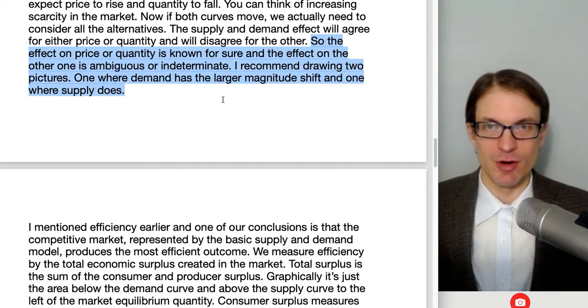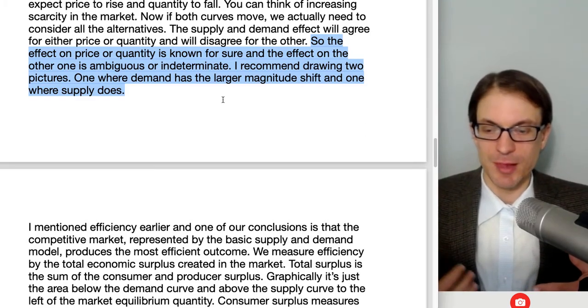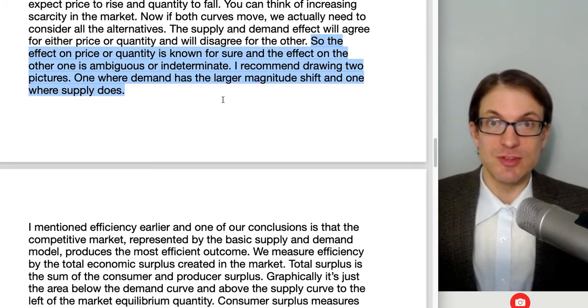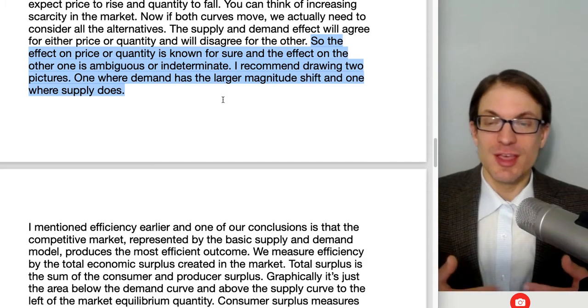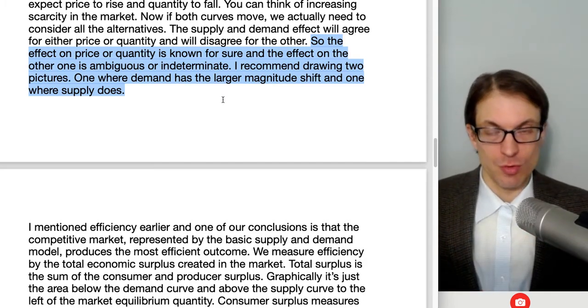Well, in both of those scenarios, I talked about quantity falling, right? So they're going to agree, a decrease in demand and a decrease in supply agree that there's going to be a decrease in quantity. They disagree in terms of what happens to price. If supply decreases, if that's the story, price rises. If demand decreases, if that's the story, price falls.